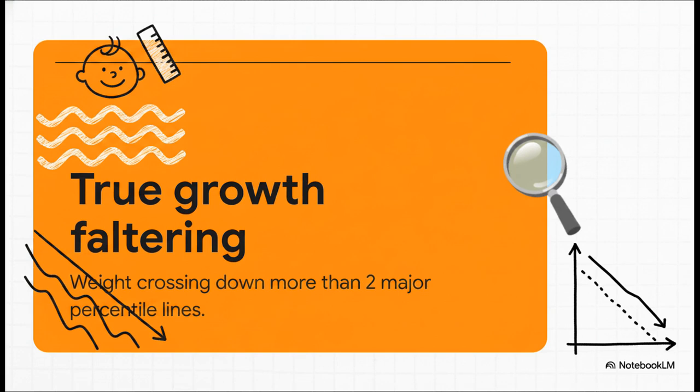If Ruby's weight drops from around the 50th centile all the way down to below the 3rd centile and her length drops too, that is true growth faltering. It's not just an isolated bad weigh-in, it's a significant clinical trajectory that absolutely demands your attention.